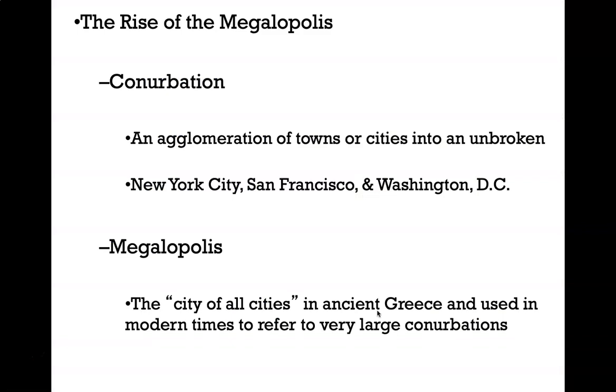We're seeing masses of people. We see the megalopolis. One way to think about this is this idea of conurbation.